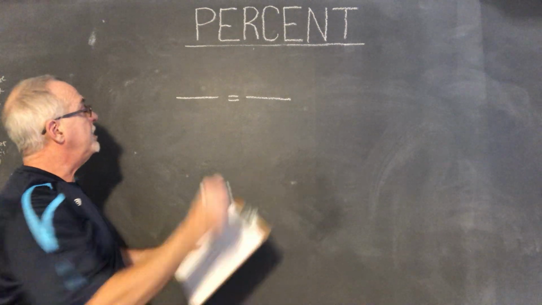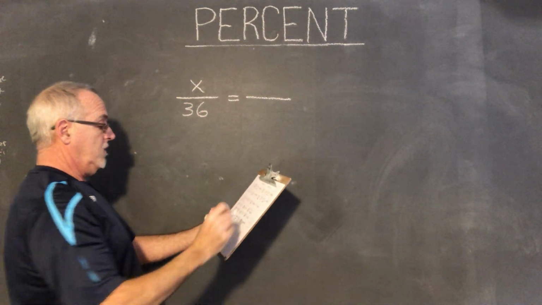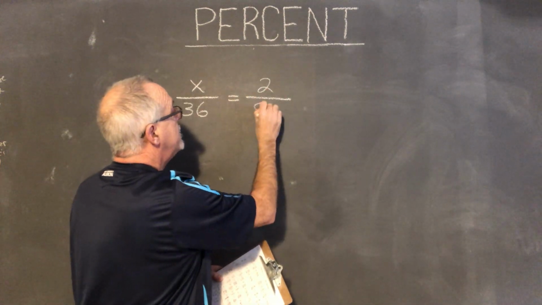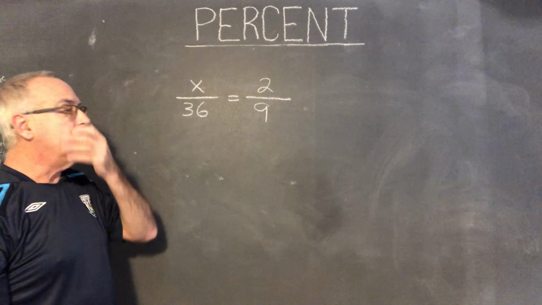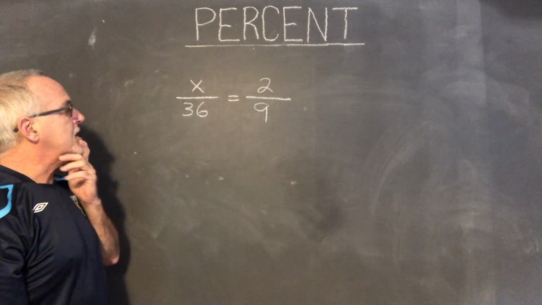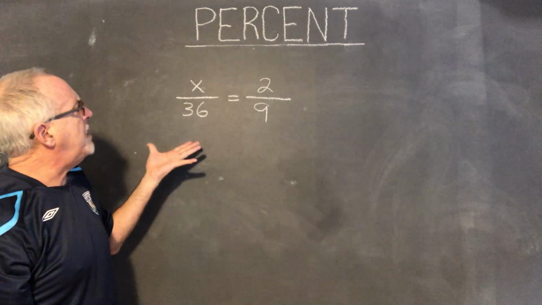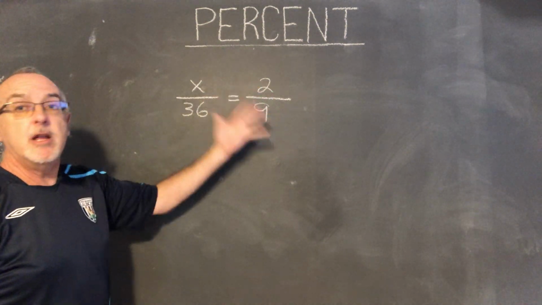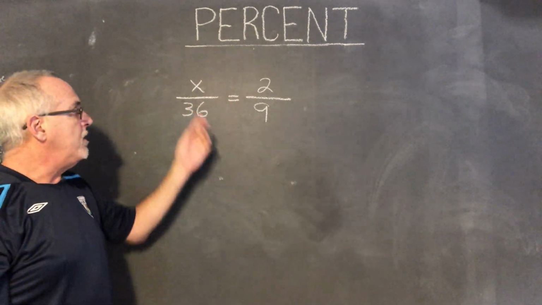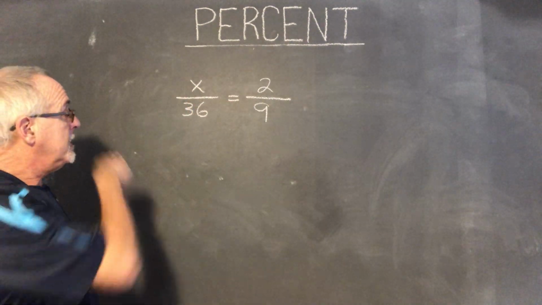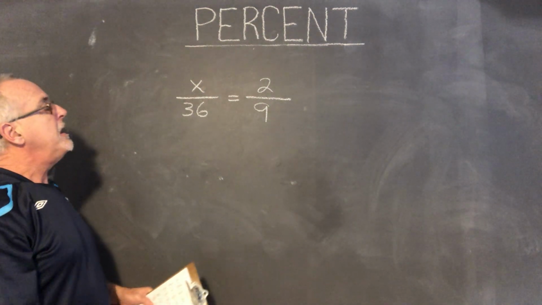So my first example, I have x over 36 equals 2 over 9. I'm not trying to turn either of these fractions into a percent. I'm practicing my cross multiplication skills. Now, how do I do that? What happens is you have three numbers that you know and one number that you don't know. So the goal is to find out the number you don't know. We want to find out what x is. So how do I do that? I do top times bottom equals bottom times top.